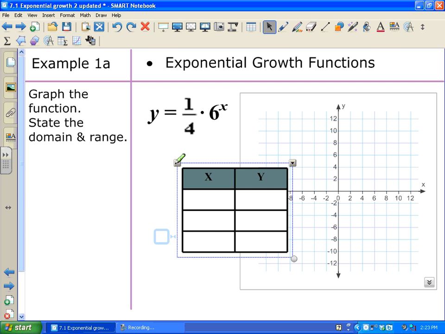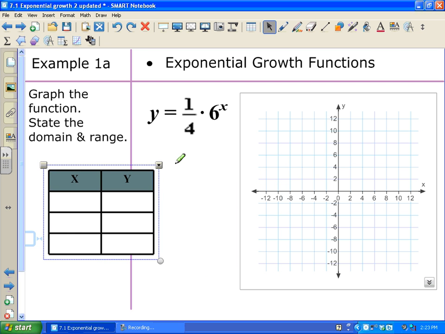We only want 3 values. The catch is, start with the parent function. The parent function is the easiest form of the function, that's without any junk on it. So the parent function is y equals 6 to the x. That's the easiest thing for me to do. And I'm going to use the 0, 1, and 2.